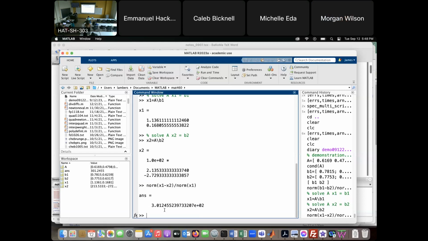So you can't assume that a small change in the input to your problem is going to lead to a small change in the output. We like well-conditioned problems like that, but we don't always have them. And even a problem that seems relatively simple, solving a 2x2 system of equations, can be problematic.